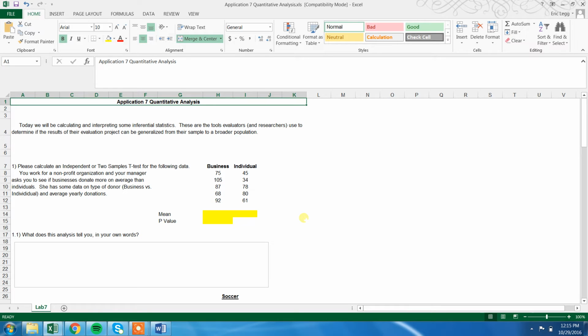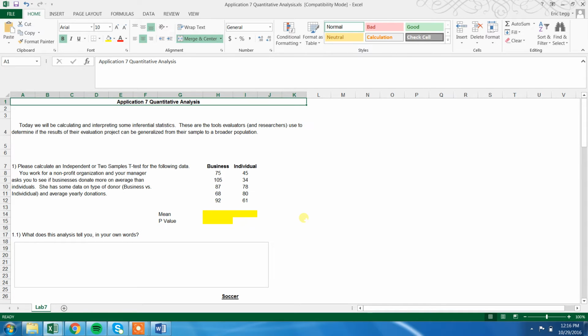Going over application 7, quantitative analysis, and more specifically, we're going to be looking primarily at our tests of difference, t-tests, and our test of relationships, correlations. These are inferential statistics, meaning we have data from a sample and we want to make an inference, a statement about the population. What is the likelihood that this relationship we find in our sample is also true of the population? Okay, I'm going to walk you through these.